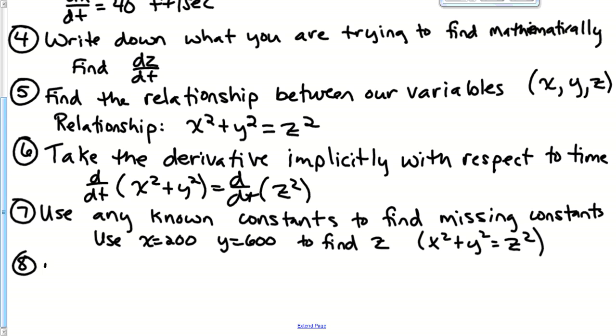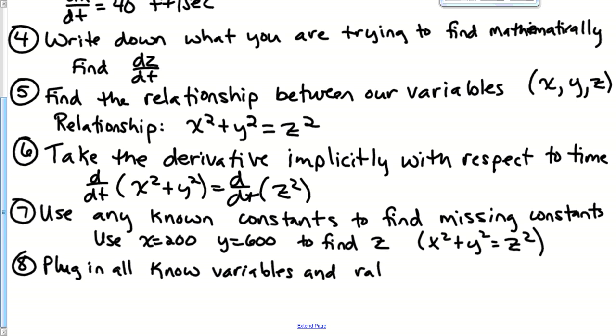Next, we plugged everything in. So we plug in all the known values, so our variables and our rates, and solve for what you want. Okay, so we just plug everything in and we solve for what we want.